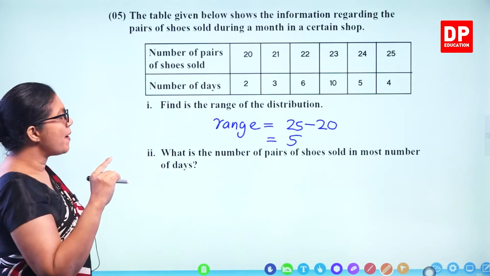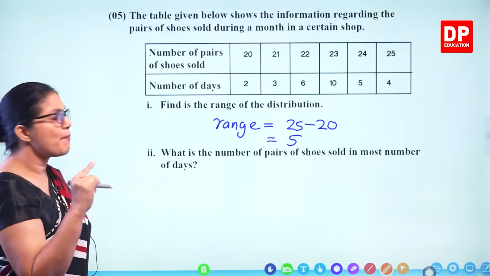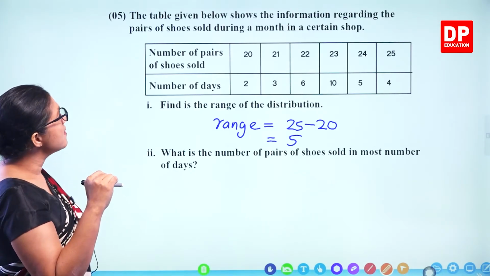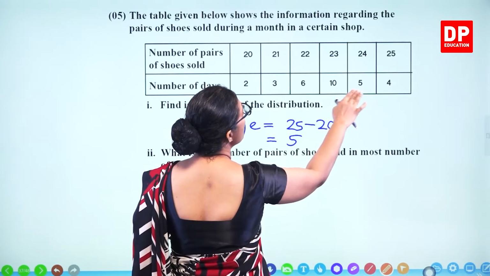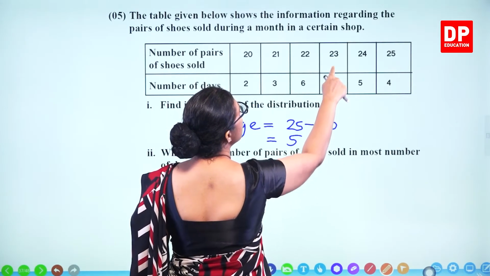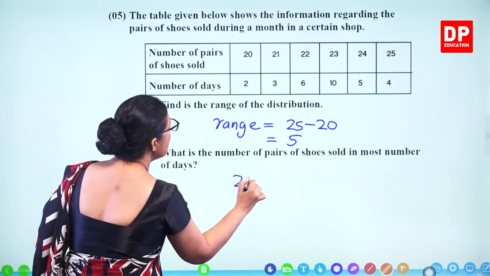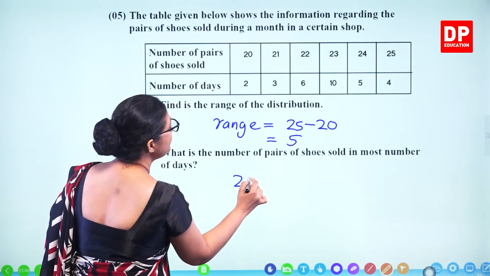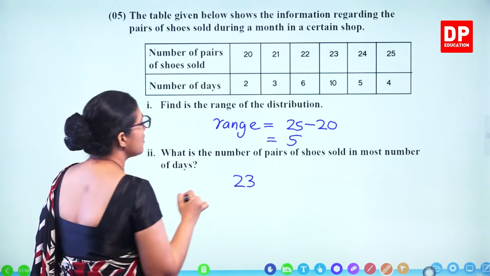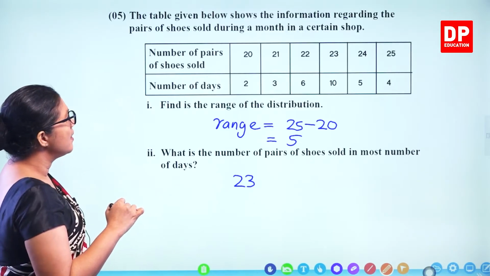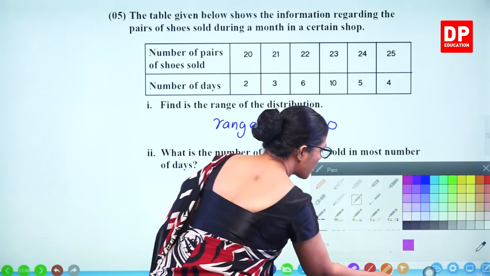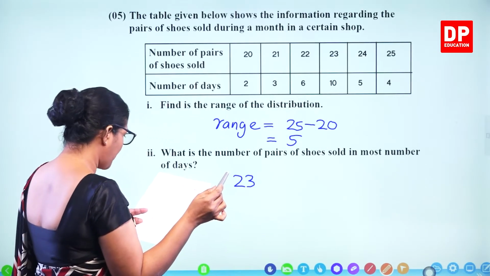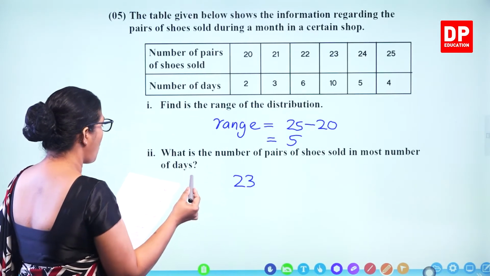What is the number of pairs of shoes sold in most number of days? That means the mode value, one which has the highest frequency. So 10, that means 23. 23 is the highest occurrence. So how many marks for these 2 steps? You get 1 and 1.